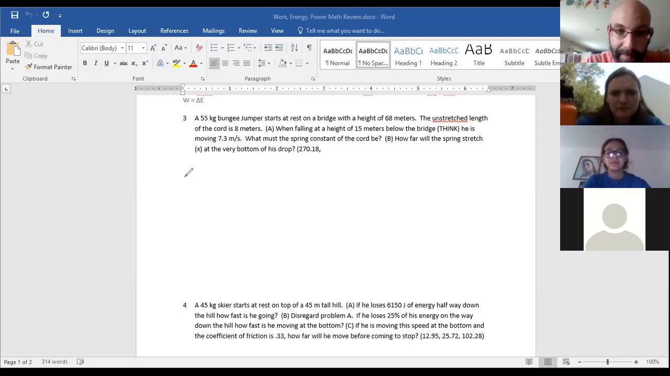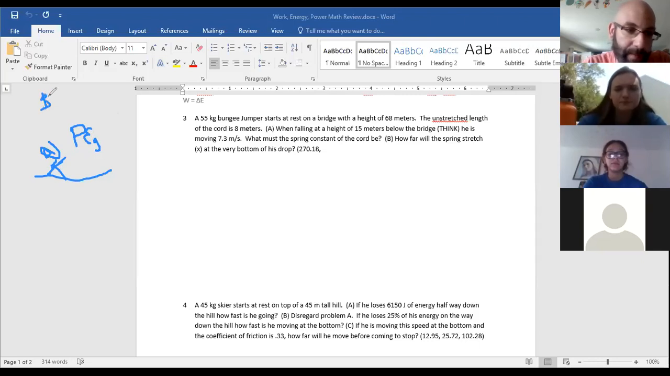So in the beginning, we have a bungee jumper, right? Oh, there we go. We have a bungee jumper. They're on top of a bridge. All right. So in the beginning, they have potential energy due to gravity. That's all they have in the very beginning. So this is before they jump.